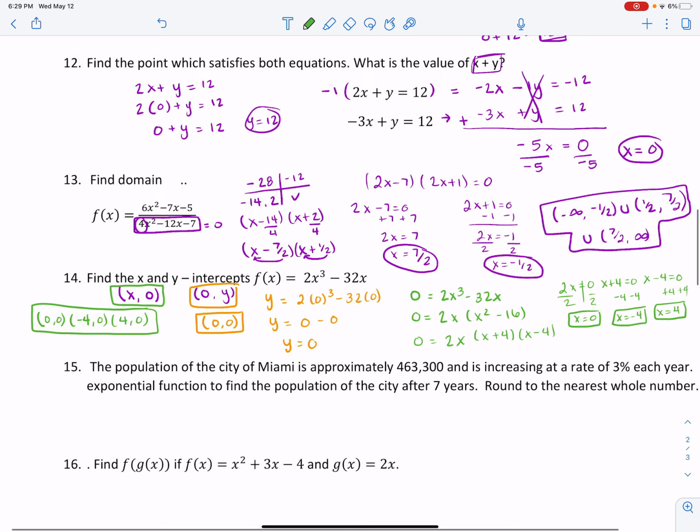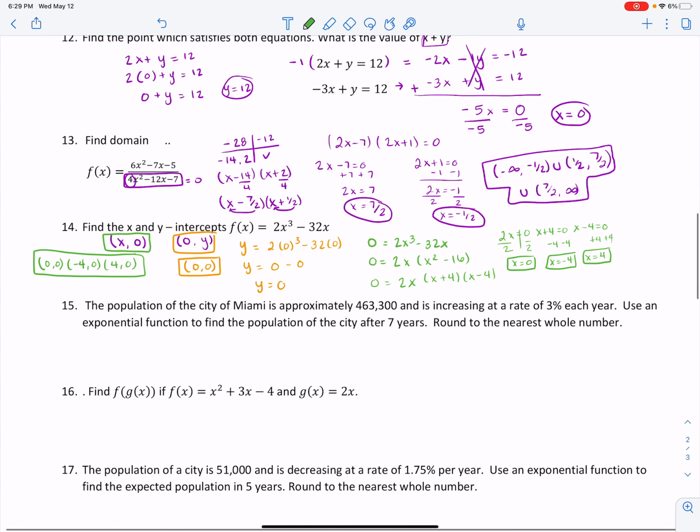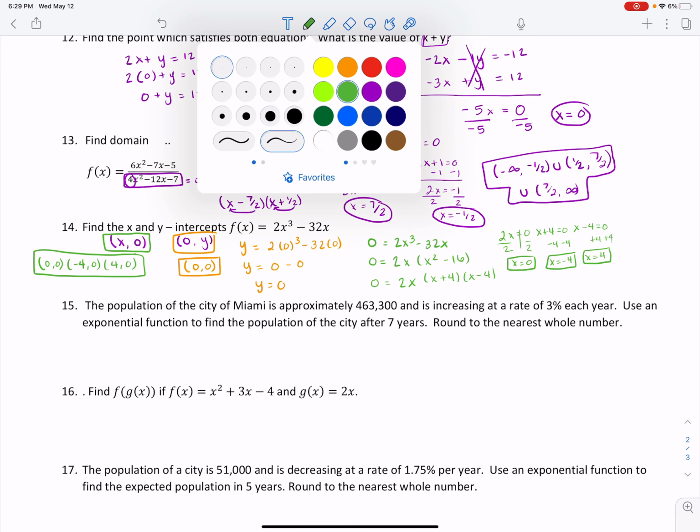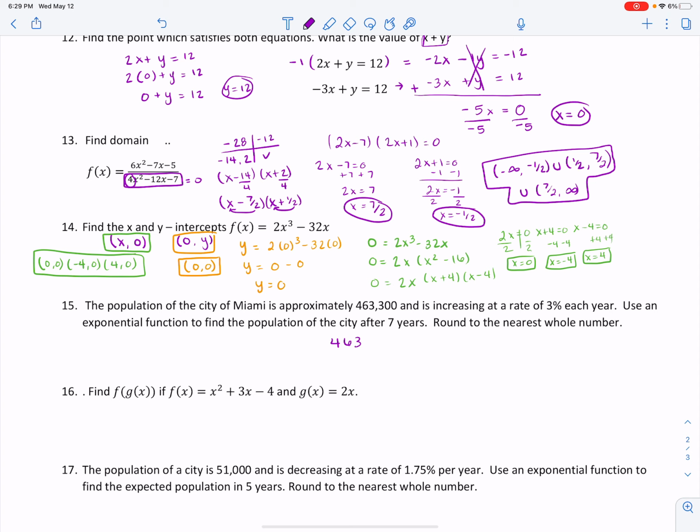All right, number 15. The population of the city of Miami is approximately 463,300 and is increasing at a rate of 3% each year. Use an exponential function to find the population of the city after 7 years. So remember, you always start with what you began with. So my initial value, 463,300 times, because we're increasing, 1 plus 3%, which is the same as 0.03. And then your time is 7 years.